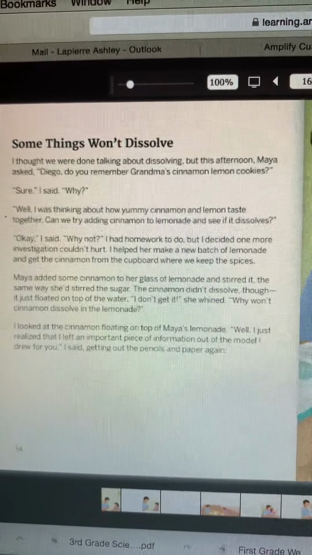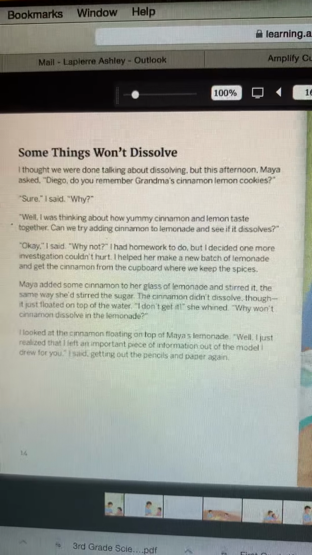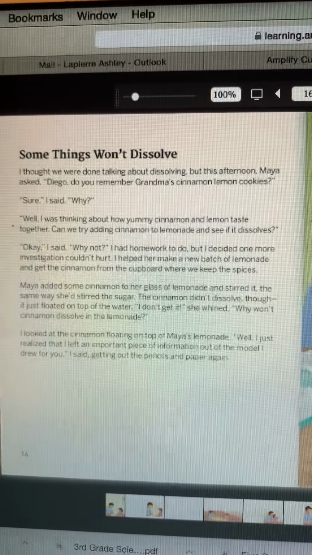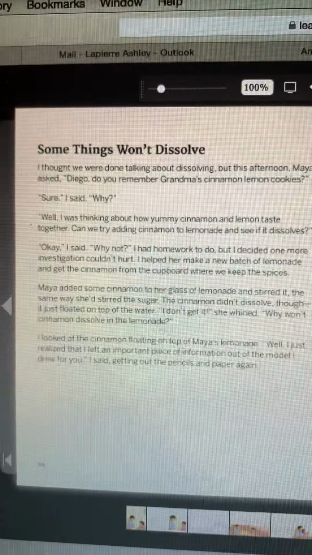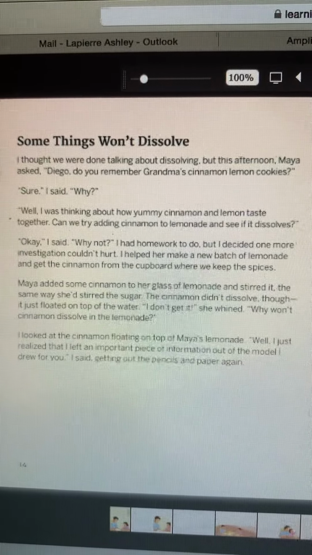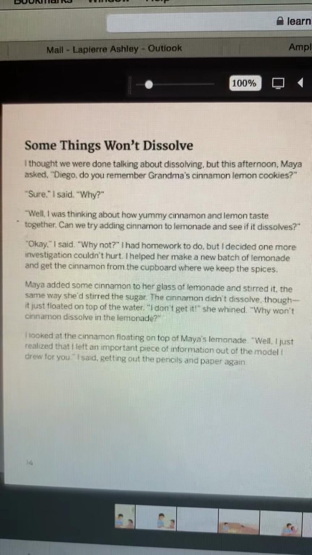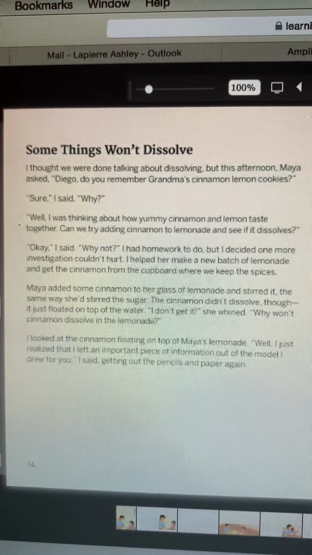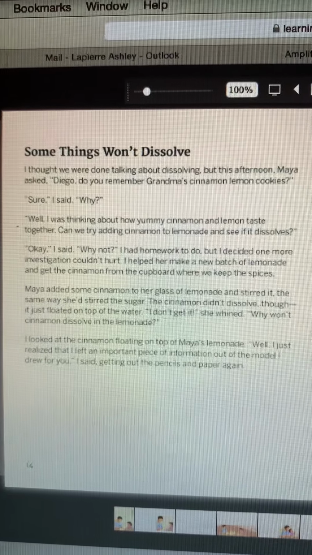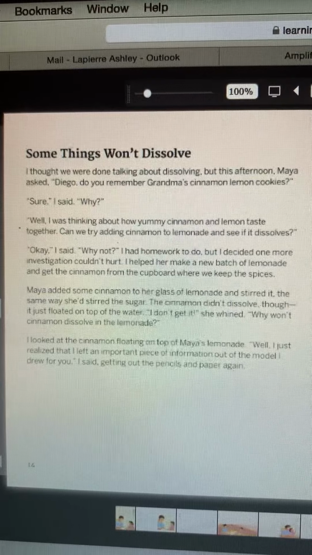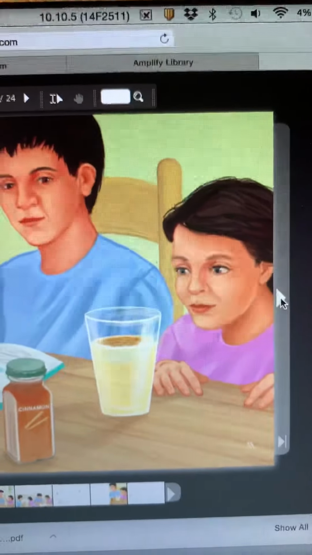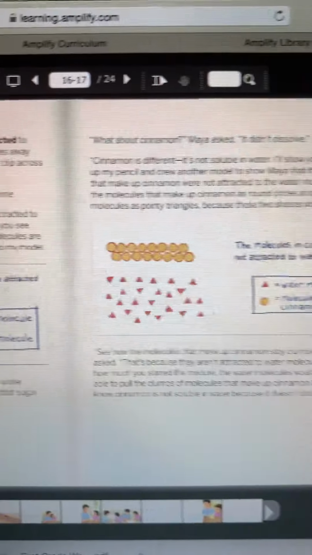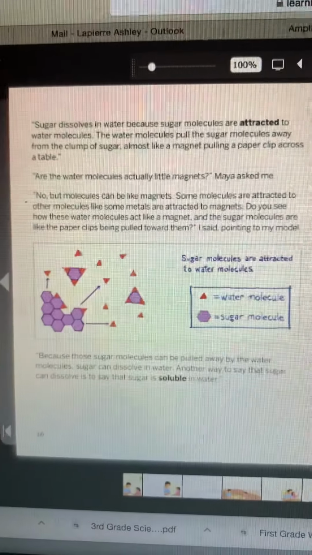The cinnamon wouldn't dissolve, though. It just floated to the top of the water. "I don't get it," she whined. "Why does cinnamon not dissolve in lemonade?" I looked at the cinnamon floating on Maya's lemonade. Well, I realized that I left an important piece of information out of the model, I said, getting the pencil and paper again. Okay, so here is the new model.